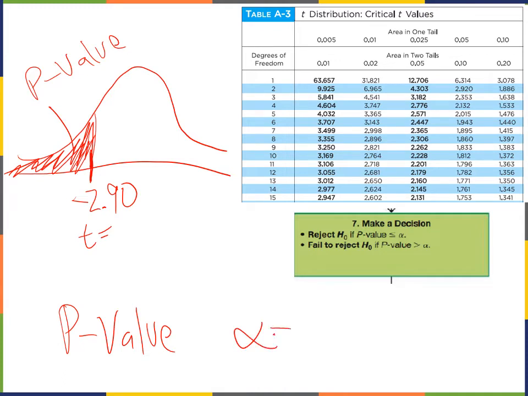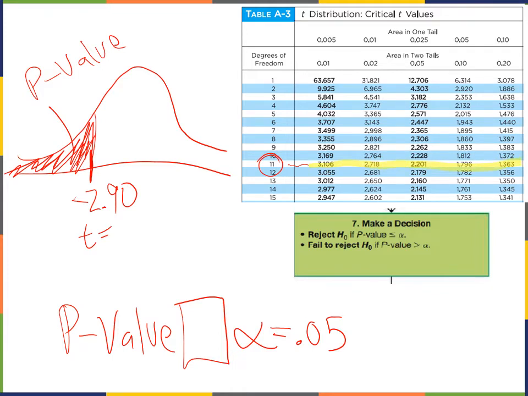Okay? Alpha in this case, remember, is 0.05. So we want to look at these two and figure out what the comparison is, which one's bigger. All right, well, our degrees of freedom was 11, so we know that. So we're working with this row right here. Let's highlight it. This row right here is the row we're working with.